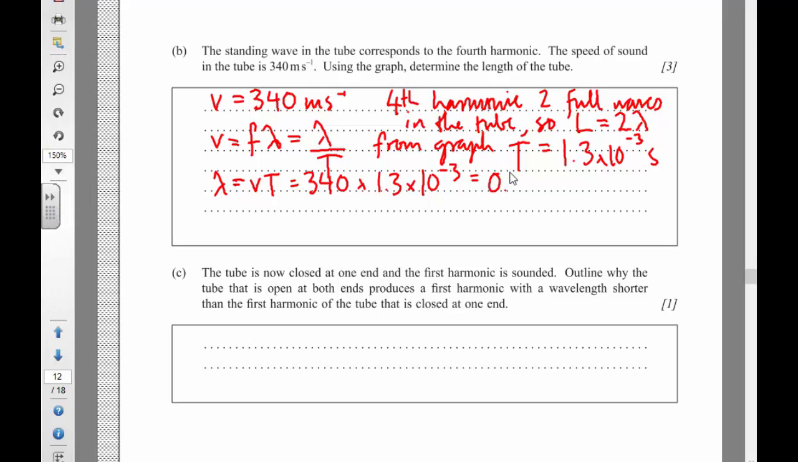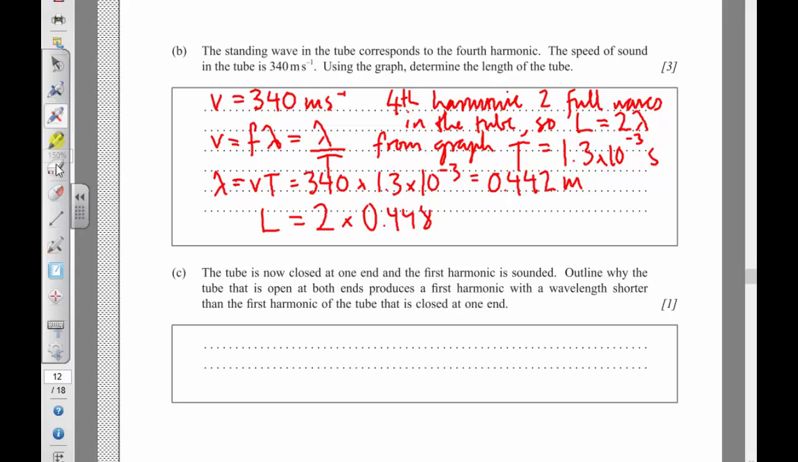So 0.442 meters. But we said that the length is double that, because for the fourth harmonic, we're able to fit 2 full waves into the pipe. And so L is going to be equal to 2 times 0.442, which is equal to 0.884. And we want that to 2 significant figures, so that's equal to 0.88 meters.